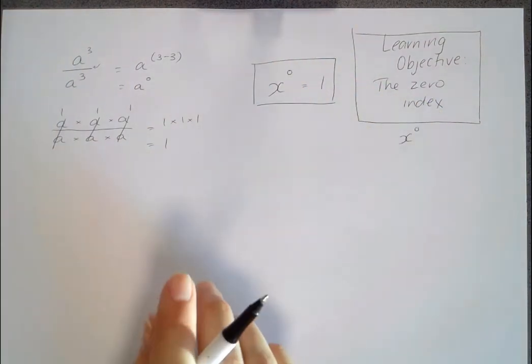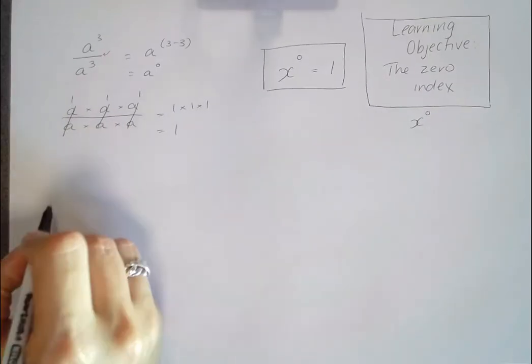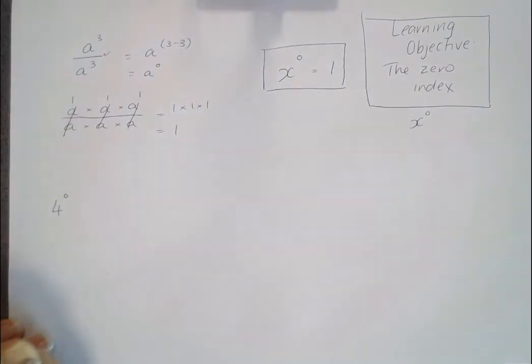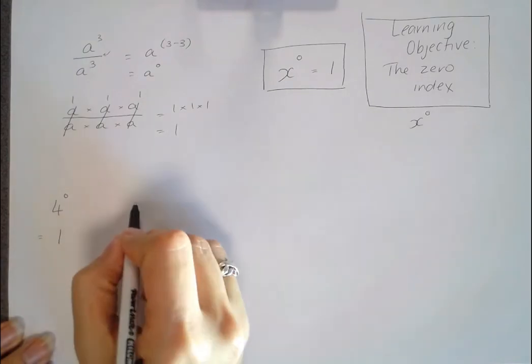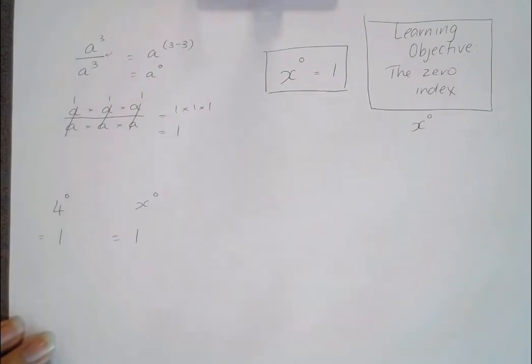So let's do a few examples. Nice and easy to start with. 4 to the power of 0 literally just equals 1. It is not a trick. X to the power of 0 again equals 1.